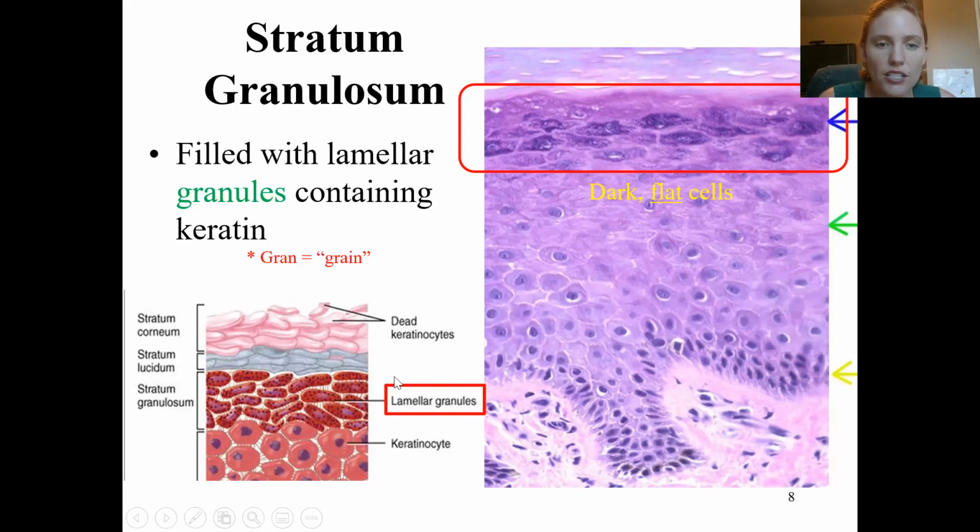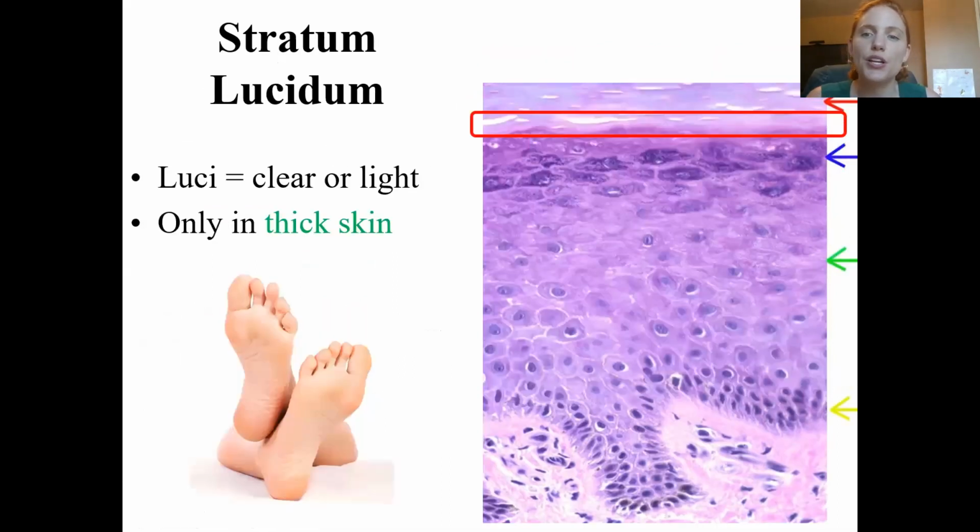Because of the presence of those granules containing that keratin, they're very dark. They have granules. That is why the stratum granulosum is called that, granulosum, because of the presence of the granules. And again, it'll be the dark flattened cells further up from the stratum spinosum. Okay, stratum granulosum. The next one is the stratum lucidum.